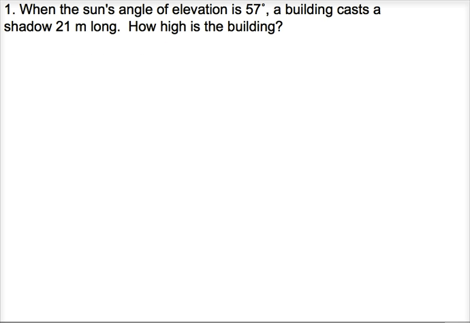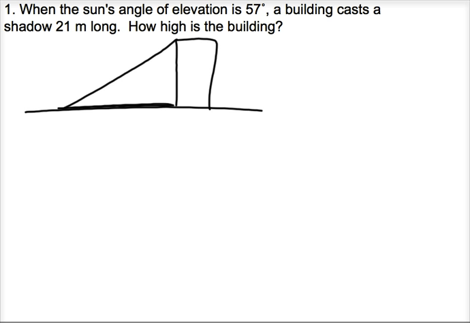Number 1, when the sun's angle of elevation is 57 degrees, a building casts a shadow 21 meters long. How high is the building? So I'm going to draw a crude picture. So if here's my building, and down here on the ground is the shadow for the building. Here's my angle of elevation. The angle of elevation is 57 degrees. The shadow down on the ground is 21 meters. And I'm looking for how high the building is.